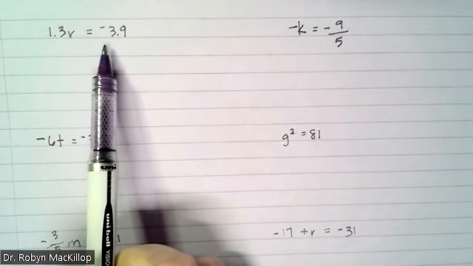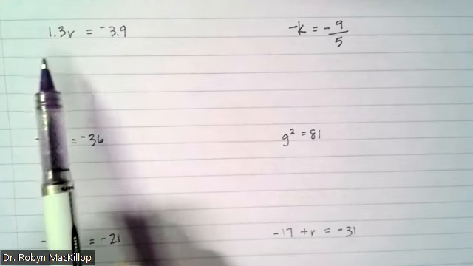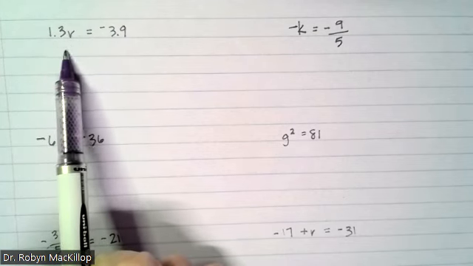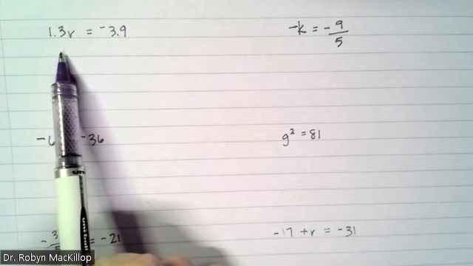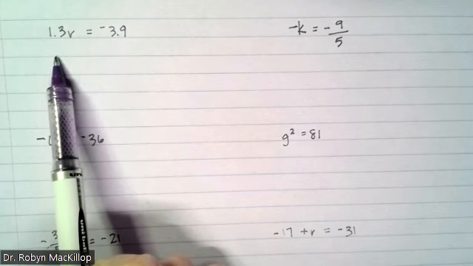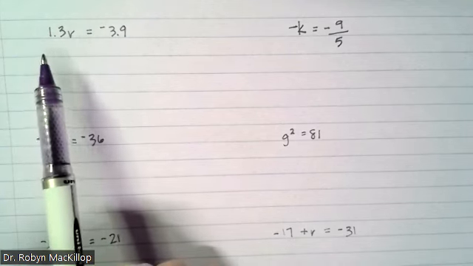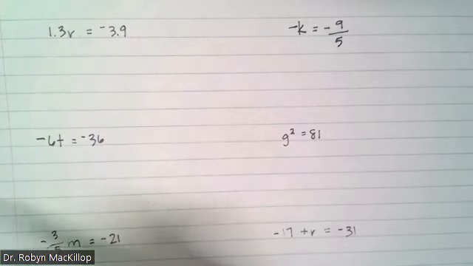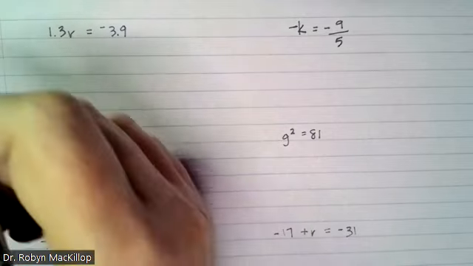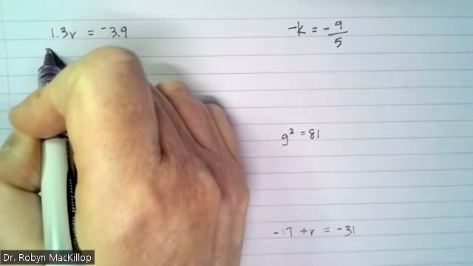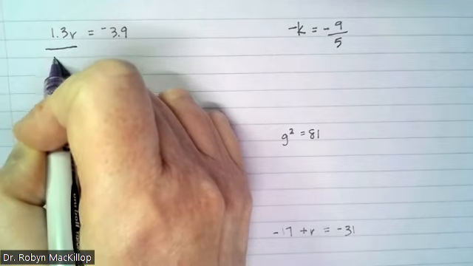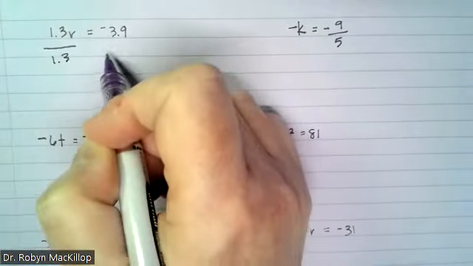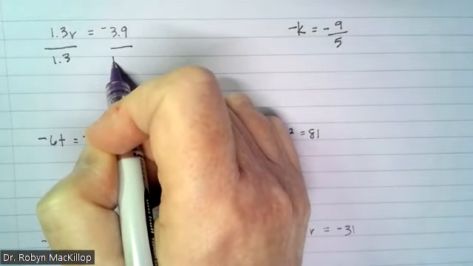1.3r equals negative 3.9. So in a one-step equation, this is a multiplication problem. This is 1.3 times r. And you need to do the opposite to clear the multiplication problem because you want to separate that 1.3 from the r. Since it's currently multiplication, we're going to use division to get rid of that 1.3. So we're going to divide it out. What you do on one side, you have to do on the other.